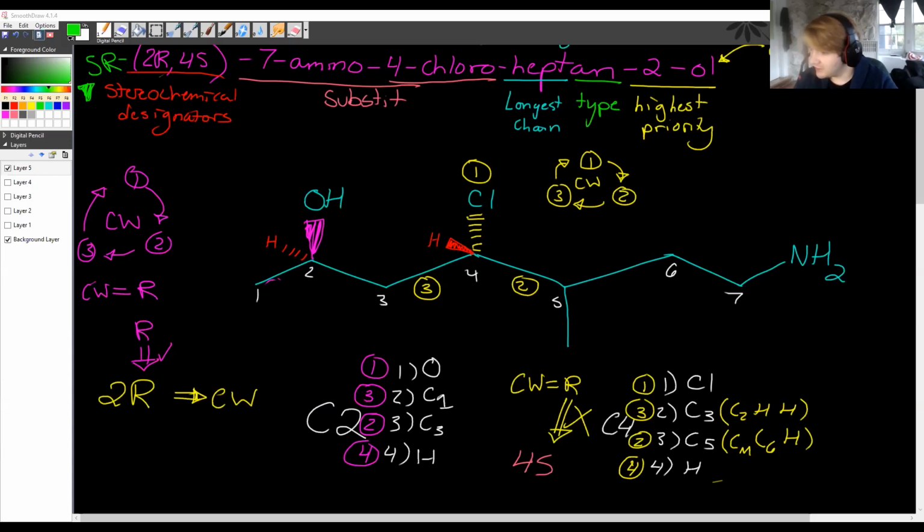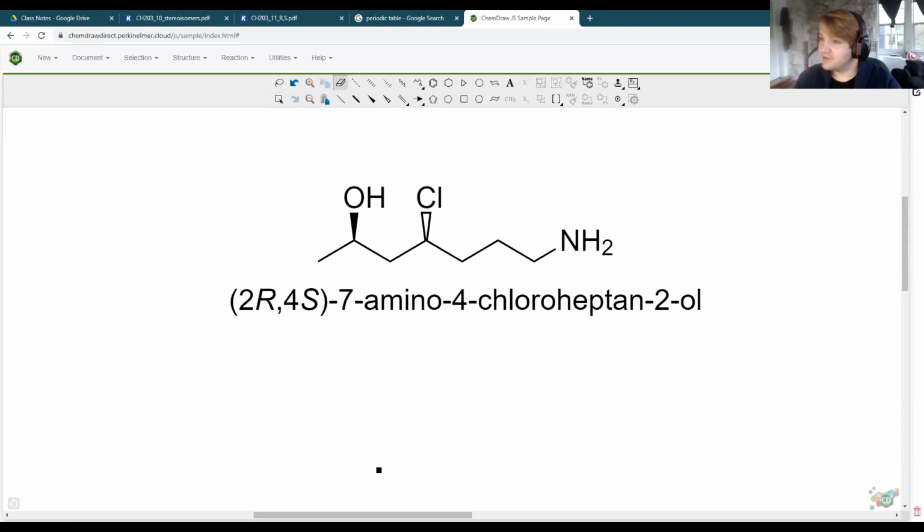Last part, and then I have to finish up quick. All right. So here's our molecule that we were working with. Can you see the screen? Okay. Here's our molecule that we were working with.